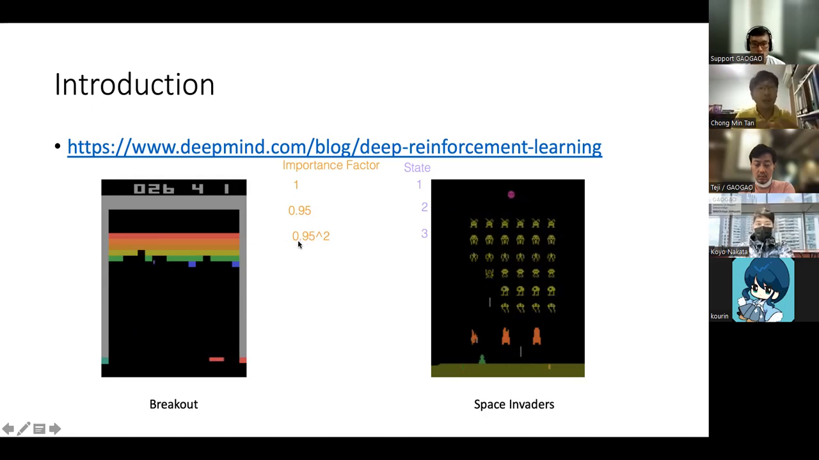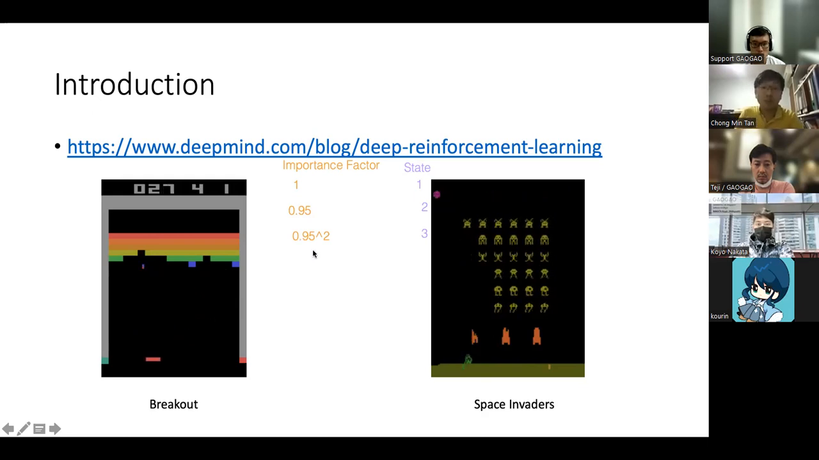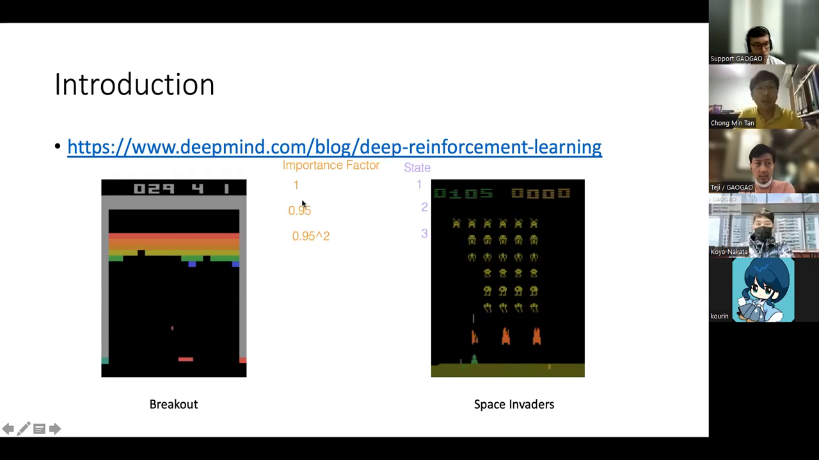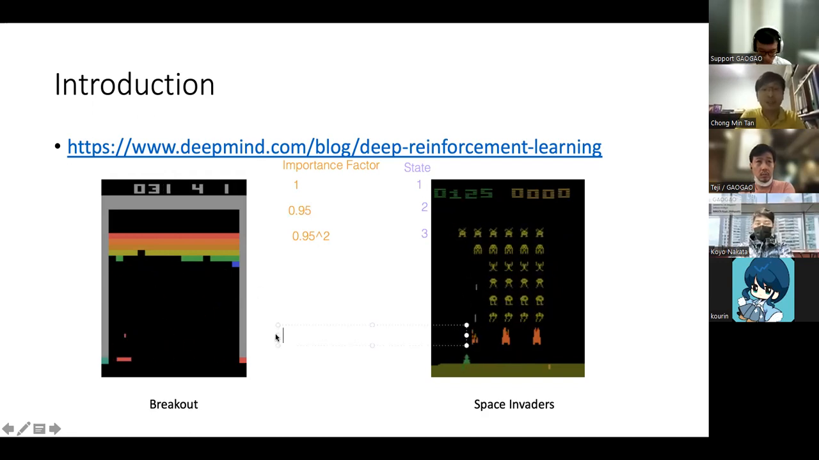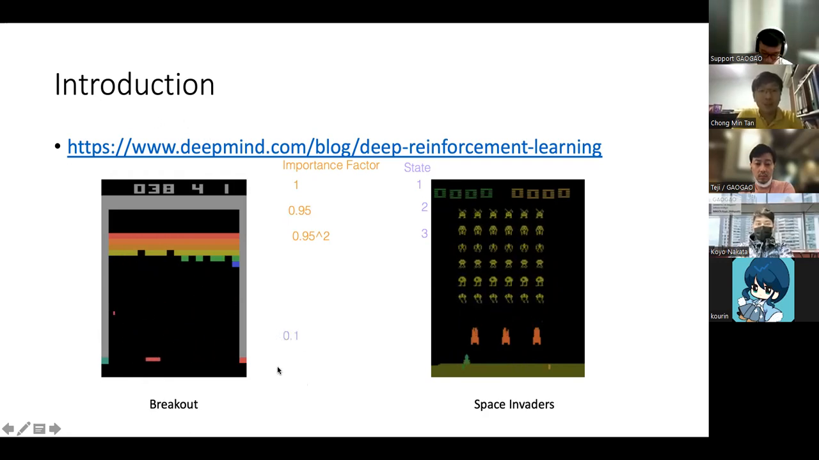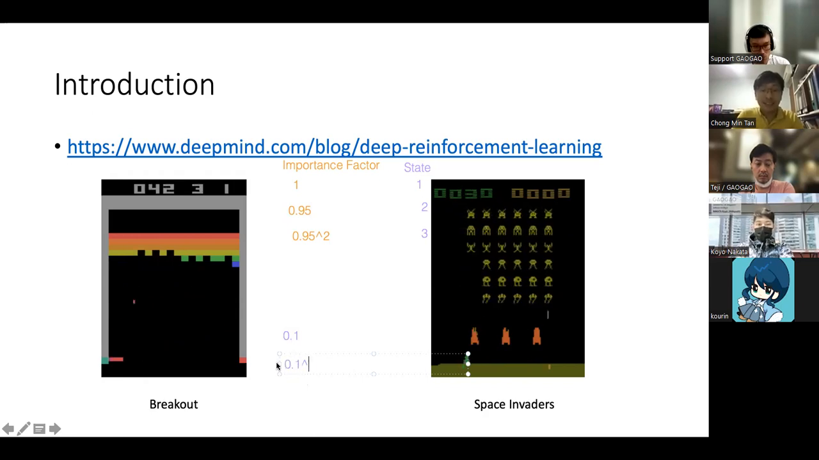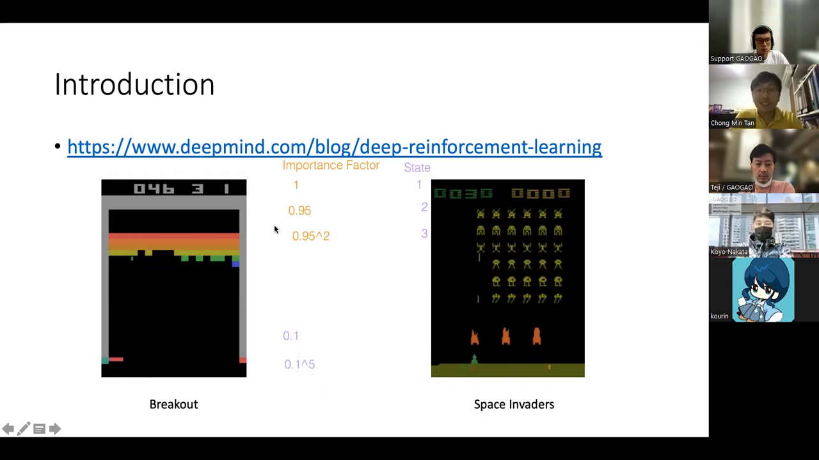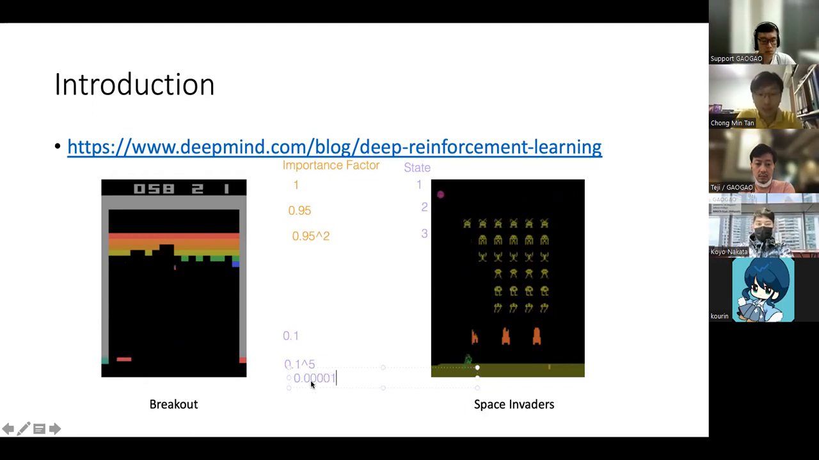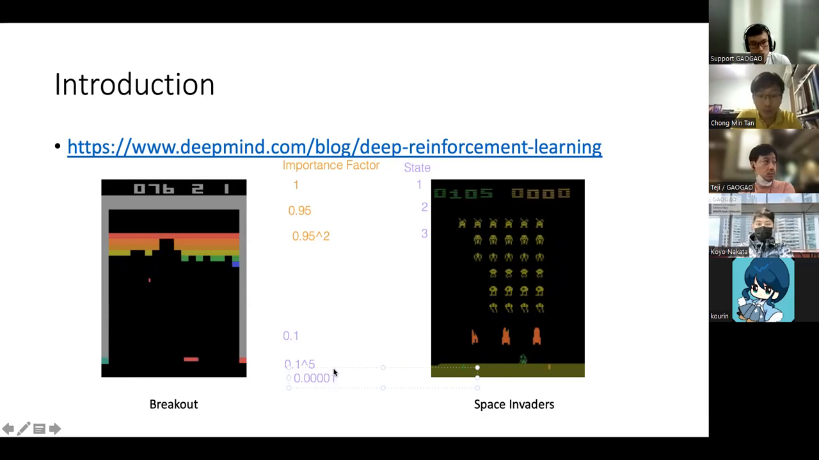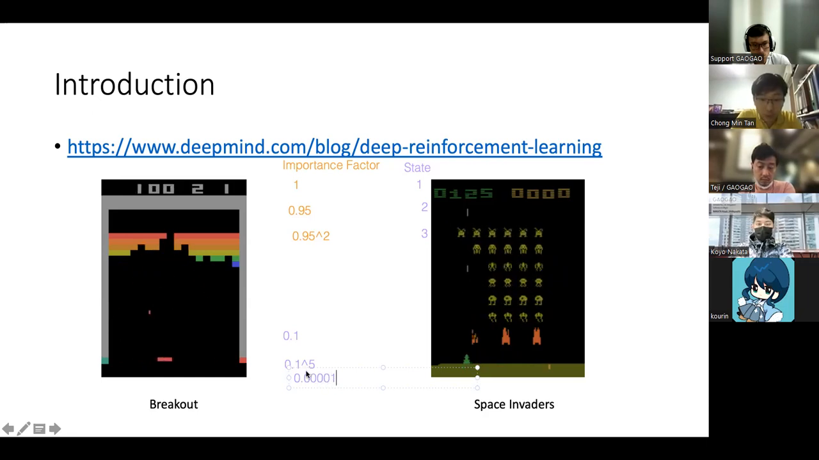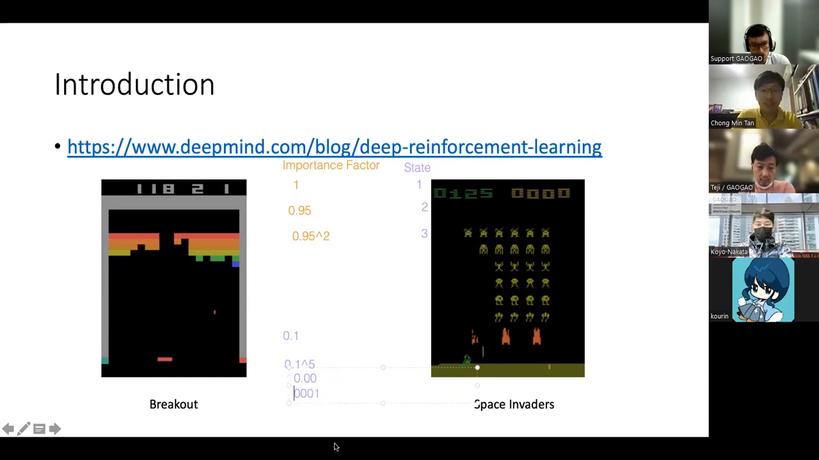But if you want to plan for a longer horizon, you need to make sure that your discount factor is not too low. You know why? Let me ask you. If I put my discount factor at 0.1, and I do 0.1 to the power of 5, is it a very small number? 0.1 to the power of 5 will be like this, 0.00001. Let me see, 1, 2, 3, 4, 5. Oh wait, 1, 2, 3, 4. I think I'm missing one zero. Yeah, so it's like that.